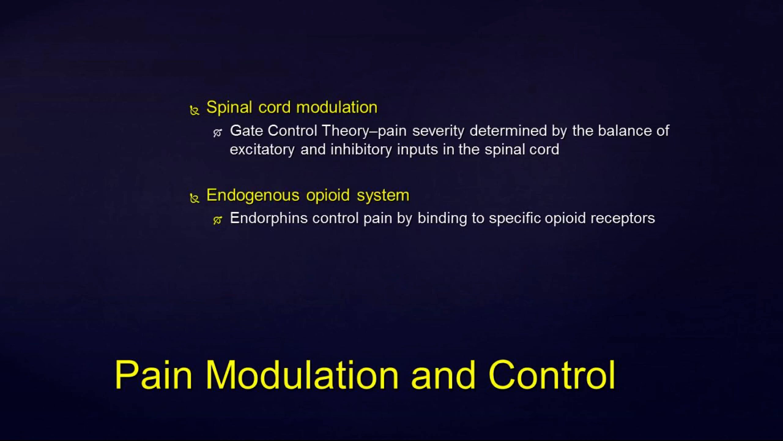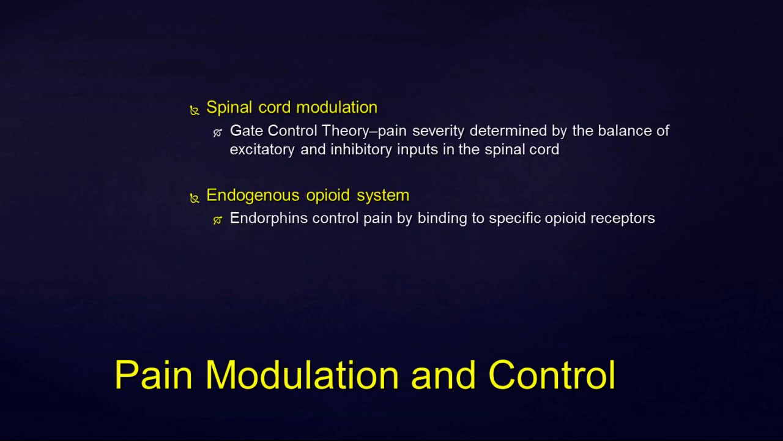So the gate control theory, the pain severity is determined by the balance of excitatory and inhibitory inputs into the spinal cord. So if you get more inhibitory inputs, which are those A betas, you can actually keep the pain from going from the spinal cord up to the brain. That is considered an ascending pain control system. So you're going from the periphery to the central nervous system. You're stopping it at the periphery. It's not getting to the central nervous system.